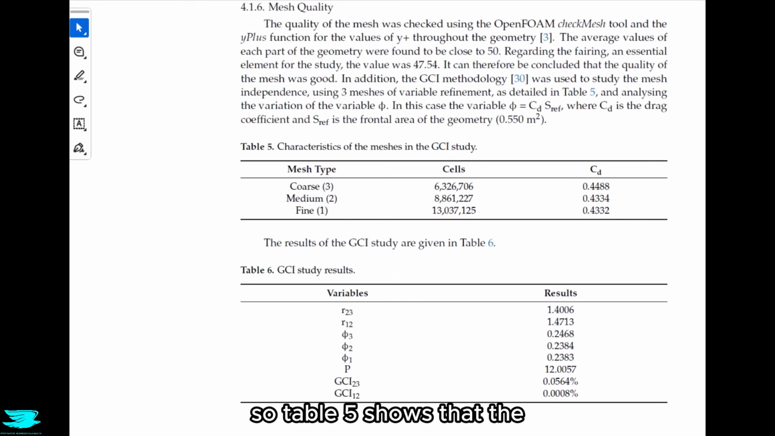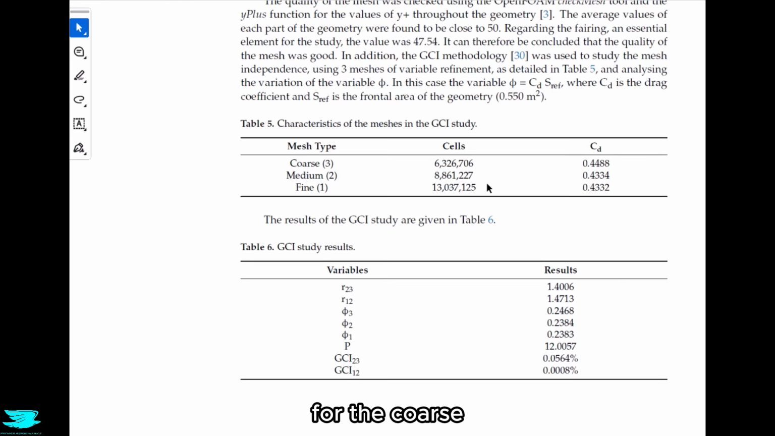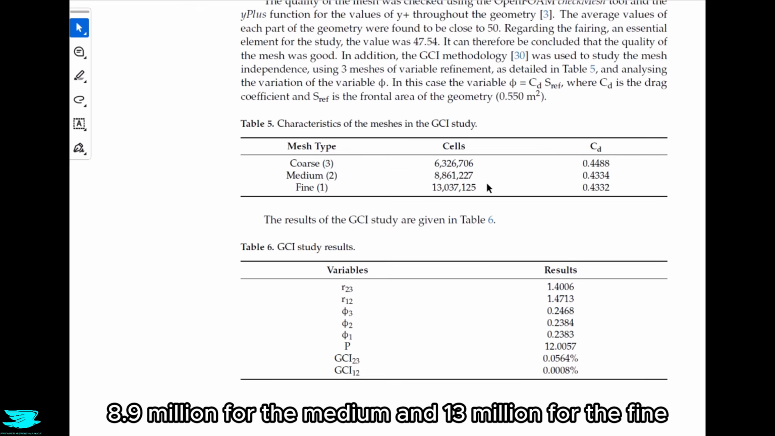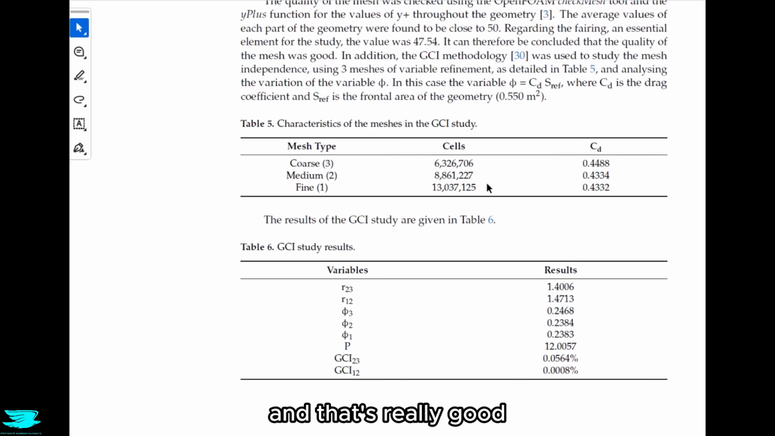So table 5 shows that the 3 different mesh refinement levels here were 6.3 million for the coarse, 8.9 million for the medium, and 13 million for the fine. And that's really good because the number of cells increased quite a bit across this range.